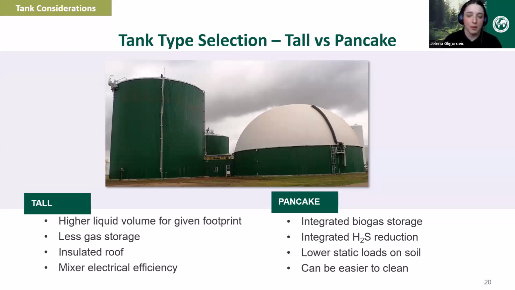And with this double membrane roof, there's also integrated H2S production, which we'll talk about with the biological desulfurization later on. There's also lower static loads on the soil, which can be quite important depending on the ground conditions of the project. And these pancake digesters can also be easier to clean since you can remove the roof to get into them.